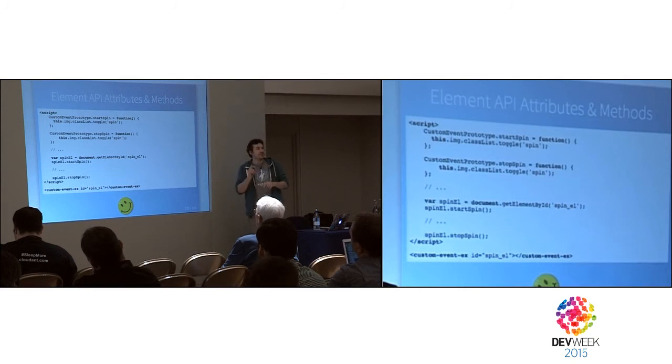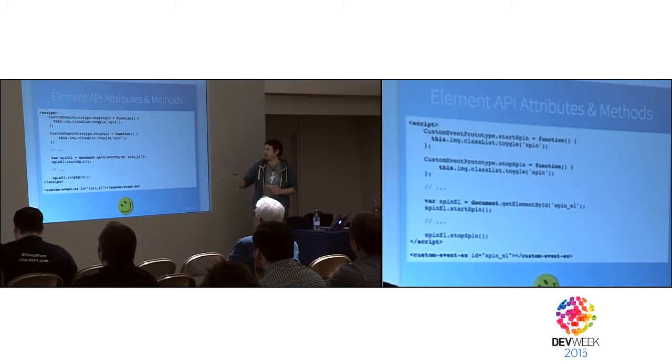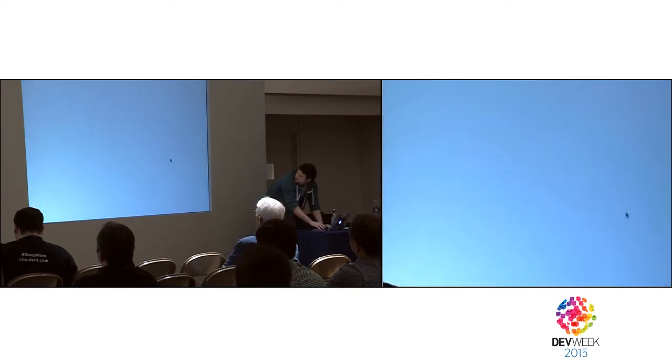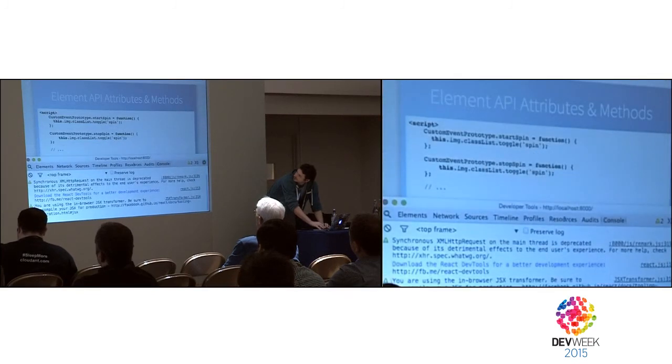We've also got the attributes. You saw me change that attribute anyway. So if you do setAttribute on an element, you're invoking the API that element exposes. You've also got these functions as well. On the prototype, I'm saying startSpin and stopSpin. And then if I execute this, I'm going to have to open my DevTools again. That won't work, but I can do.